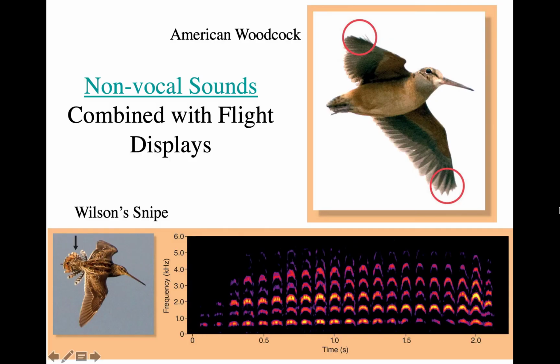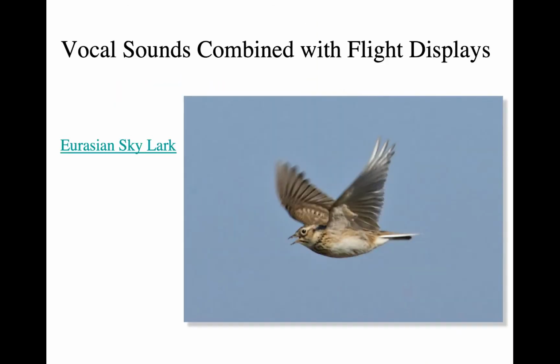And then when we talked about feathers, we talked about some of the function of feathers in producing sound. Other examples of non-vocal sounds are seen in American woodcocks using their primaries, and Wilson's snipe producing non-vocal sounds associated with their rectrices. Sometimes birds will use both visual displays and vocal displays in their territorial and mating displays. That's the case of the Eurasian skylark, shown here.